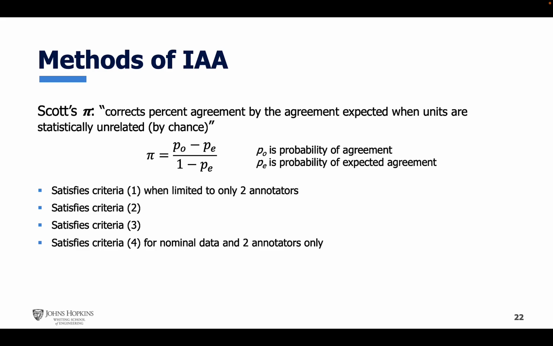It's still only limited to 2 annotators, but this now satisfies criteria 2. So it's not confounded by the number of categories or scale. It also has a good numeric scale; it's going to be bounded. It also still satisfies criteria 4 for nominal data and 2 annotators only. But if you're dealing with 2 annotators, this gets us to a lot more of the criteria met in a good annotation metric, with Scott's pi.